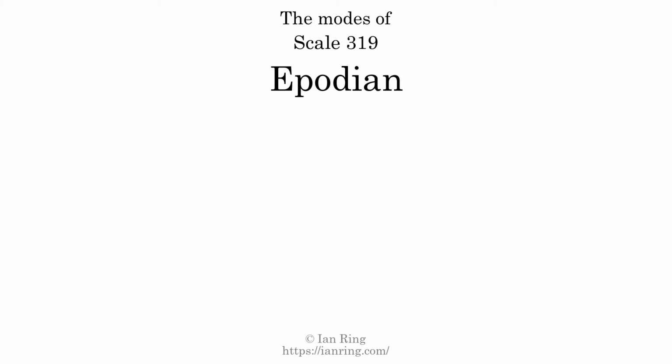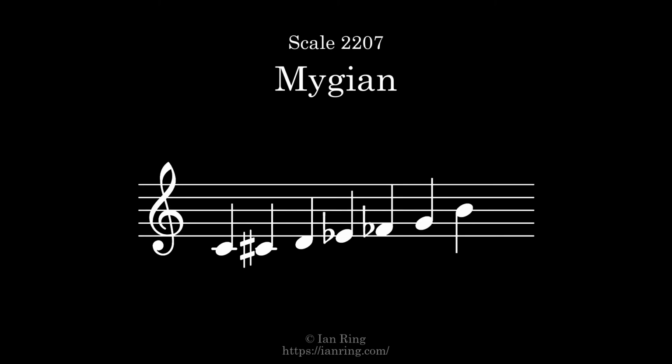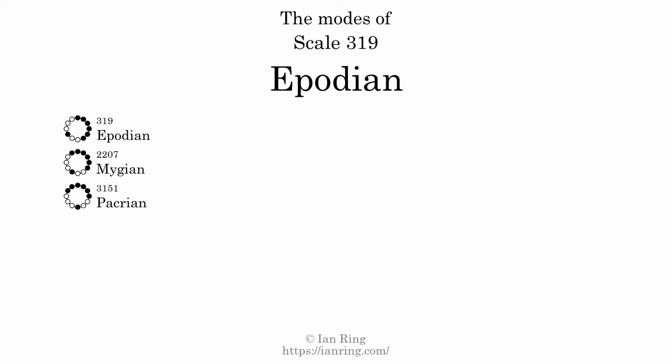This scale has 7 modes. The first mode is itself. The second mode is scale 2207, also known as Mygen. It sounds like this. The third mode is scale 3151, also known as Pacrian. It sounds like this.